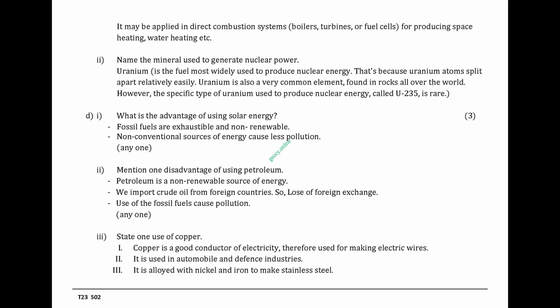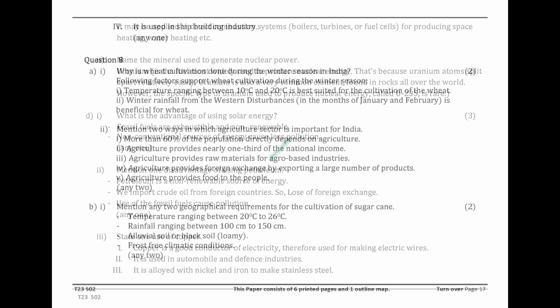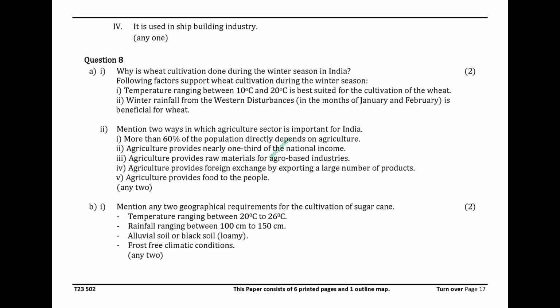Any one. State one use of copper. Copper is a good conductor of electricity, therefore used for making electric wires. It is used in automobile and defense industries. It is alloyed with nickel and iron to make stainless steel. It is used in the shipbuilding industry.